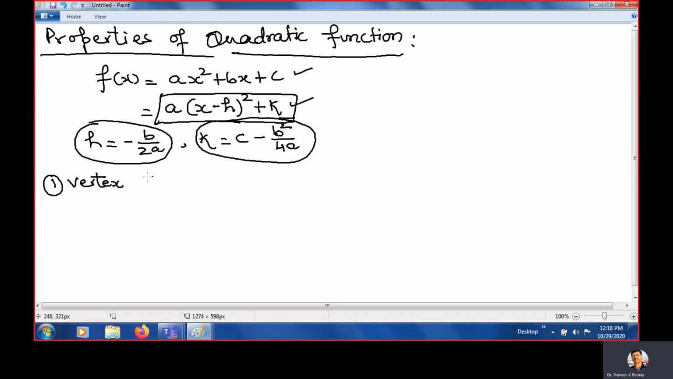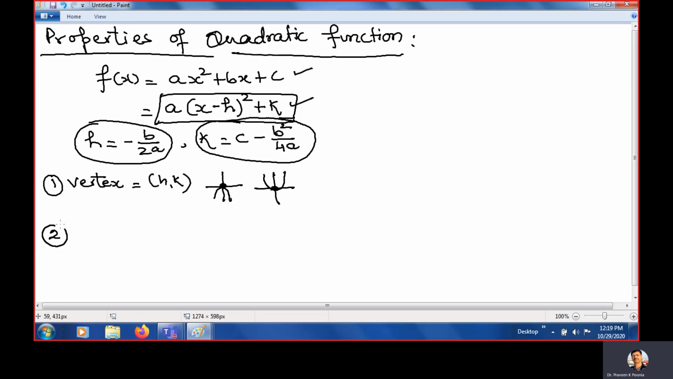What is the vertex of this parabola? Vertex is (h, k). So what is the vertex? The vertex is the point from where the curve on one side goes down and the other side starts increasing. If we take this parabola, this is the vertex. So the vertex coordinates are given by h and k.